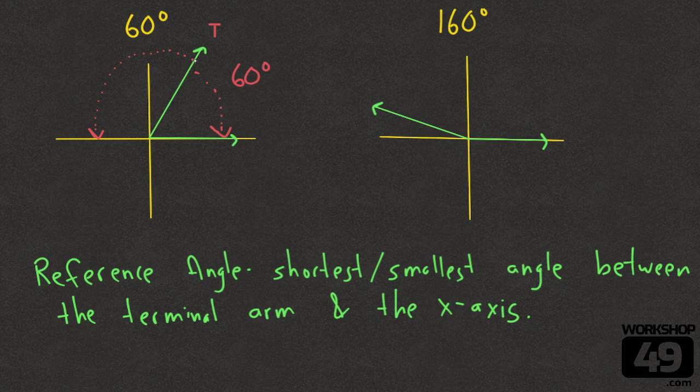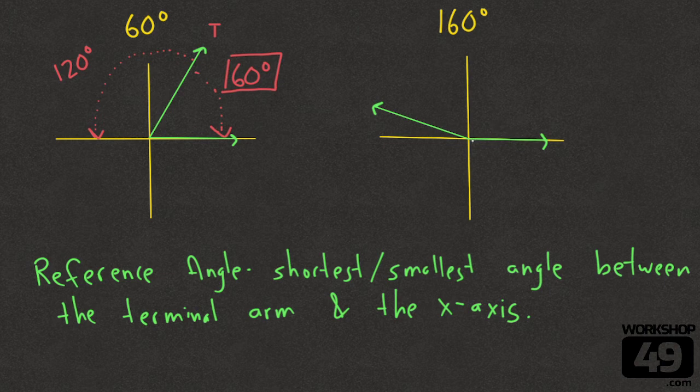If we had to continue rotating the other way, using your straight angle rule and knowing that a straight angle line is 180 degrees, this path would have been 120 degrees. That is definitely not smaller than 60 degrees. So the shortest, the smallest angle that can be made between the terminal arm and the x-axis in this case is 60 degrees. Let's look at our second example.